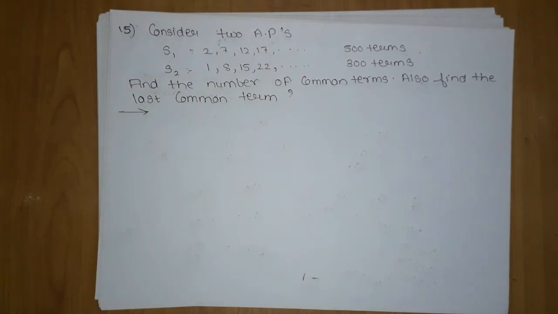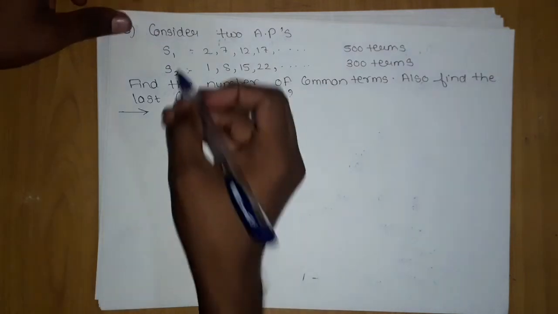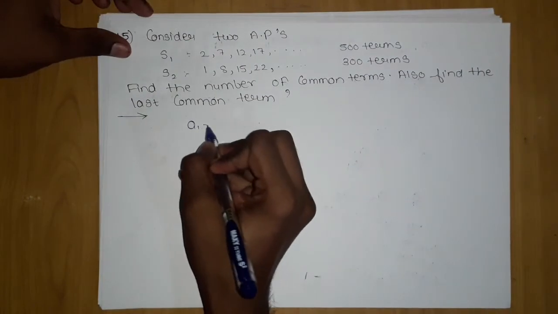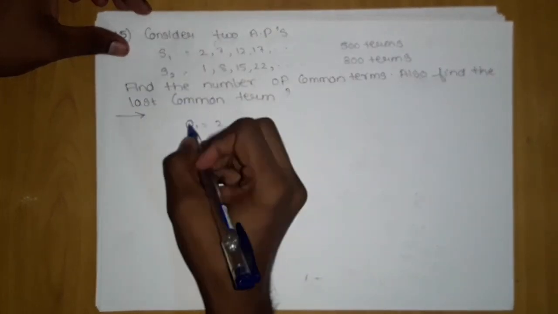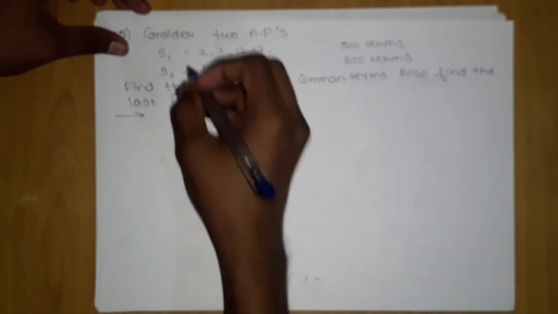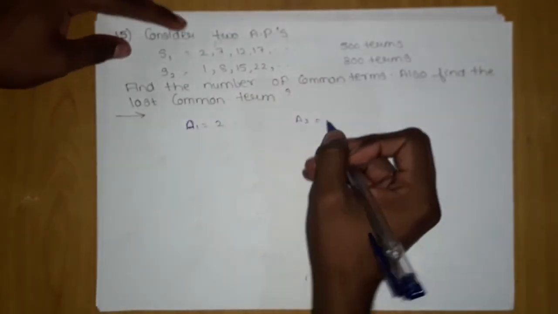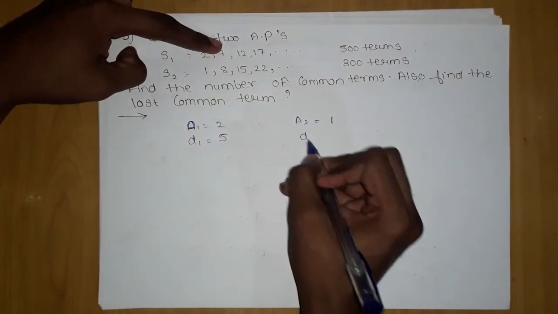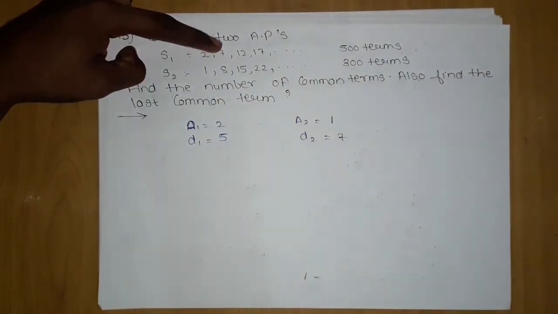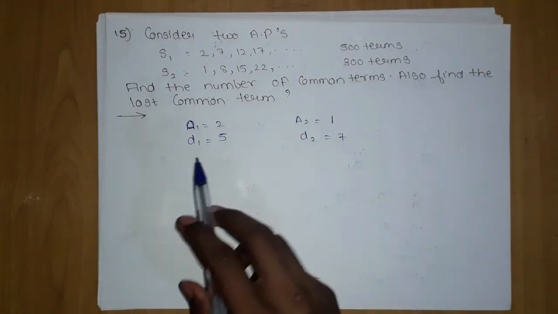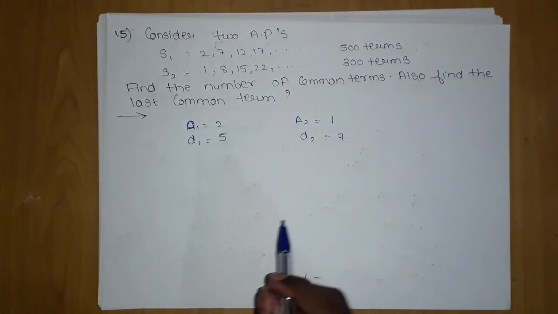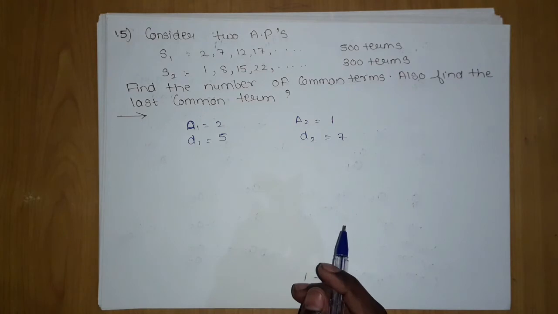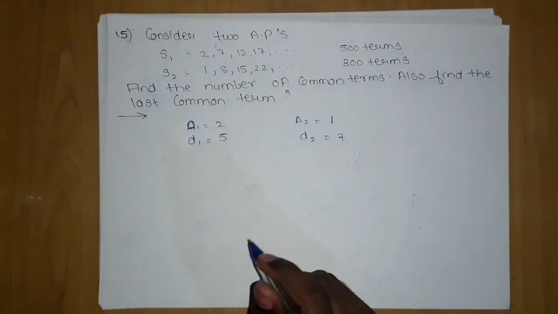So how can we proceed? Here for the first sequence we have A1 equals 2, and for the second sequence, let me call it capital A2, this is nothing but 1. And D1 I will call it, it is 7 minus 2, which is 5, and for D2 it is 7. So we have A1 equals 2 and D1 equals 5, A2 equals 1, D2 equals 7.